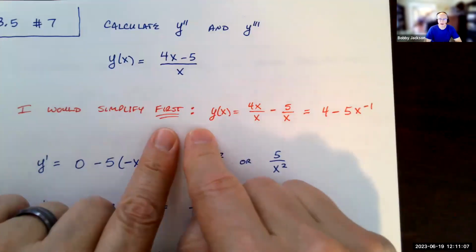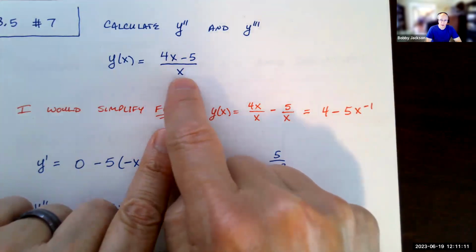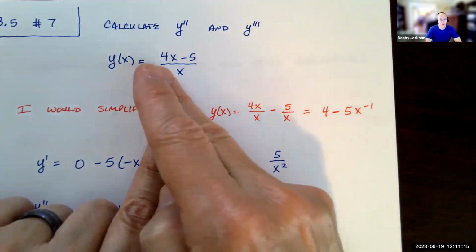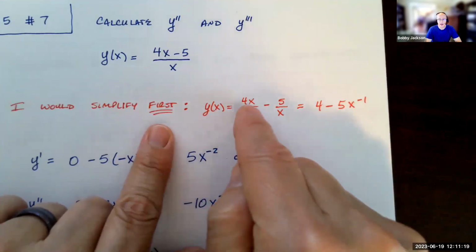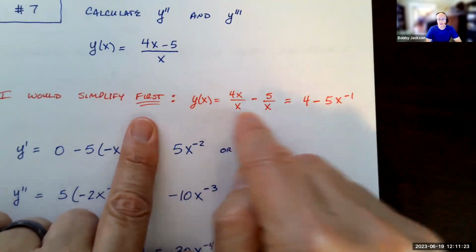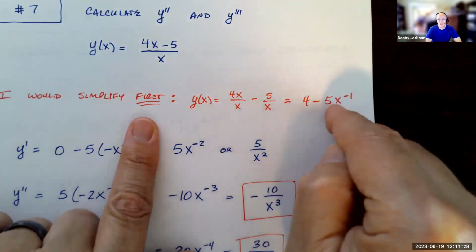Notice I can simplify it by simply dividing both terms by x. In other words, distributing. Dividing by x is the same as multiplying by 1 over x. So I'm just distributing 1 divided by x through this, and I get 4x divided by x minus 5 divided by x. Well, 4x divided by x is just 4. Right? And 5 divided by x, I'll write as 5x to the negative 1.